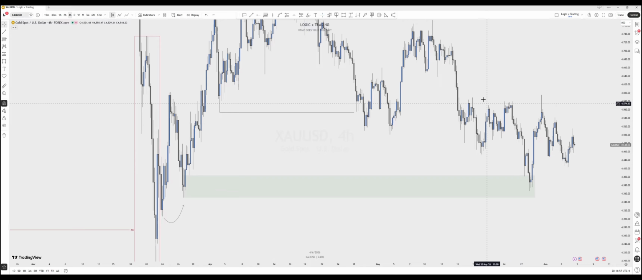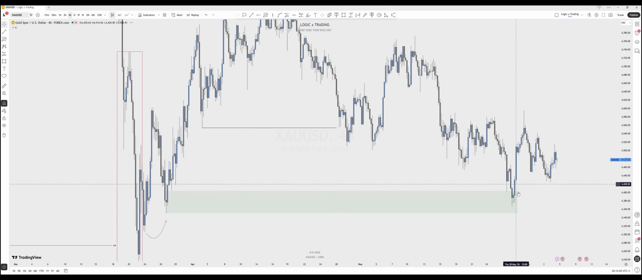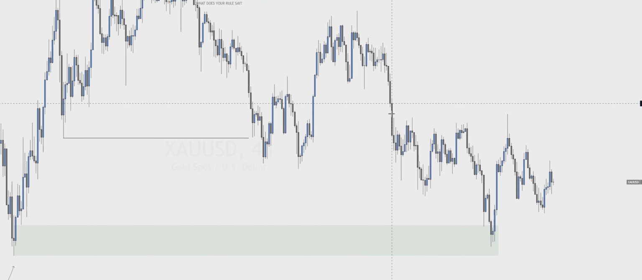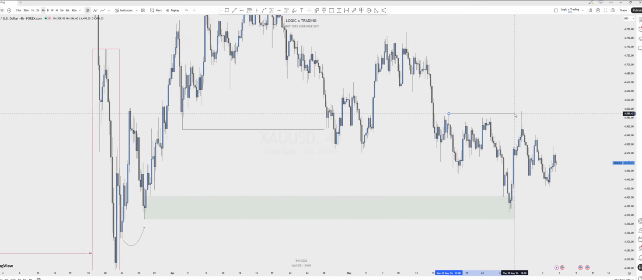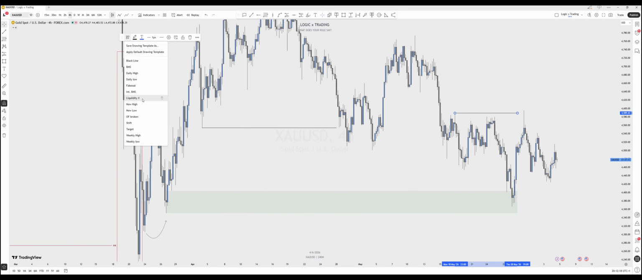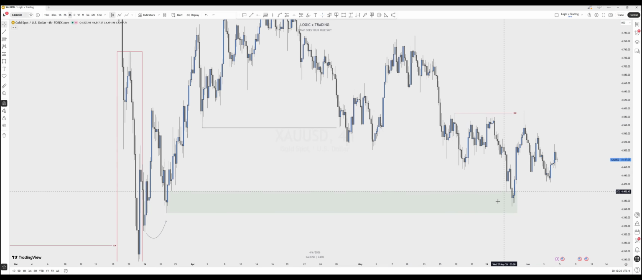So when gold came all the way down here, I anticipated that we'd have a reaction from this level and we will be heading for liquidity. So meaning price will be heading to sweep all of this liquidity. And that was exactly what price did. My target was quite on point. So where exactly did I enter? What did I see? And how did I go about it?